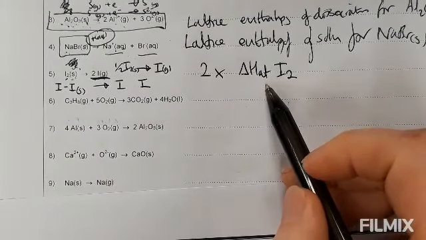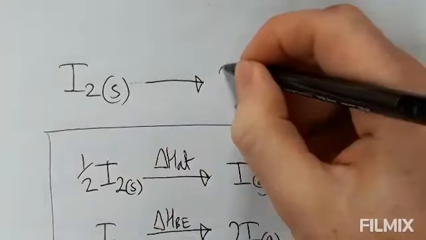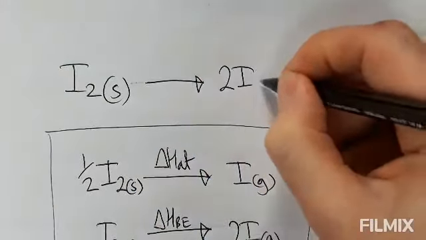The equation you were given on question 5 looked like this: iodine solid into 2I gas. Now, I hope you can see that this equation from question 5 looks very similar to the bottom one, but the state symbols are different in the iodine at the start. And it also looks very similar to this one, but it's atomization with everything doubled up.